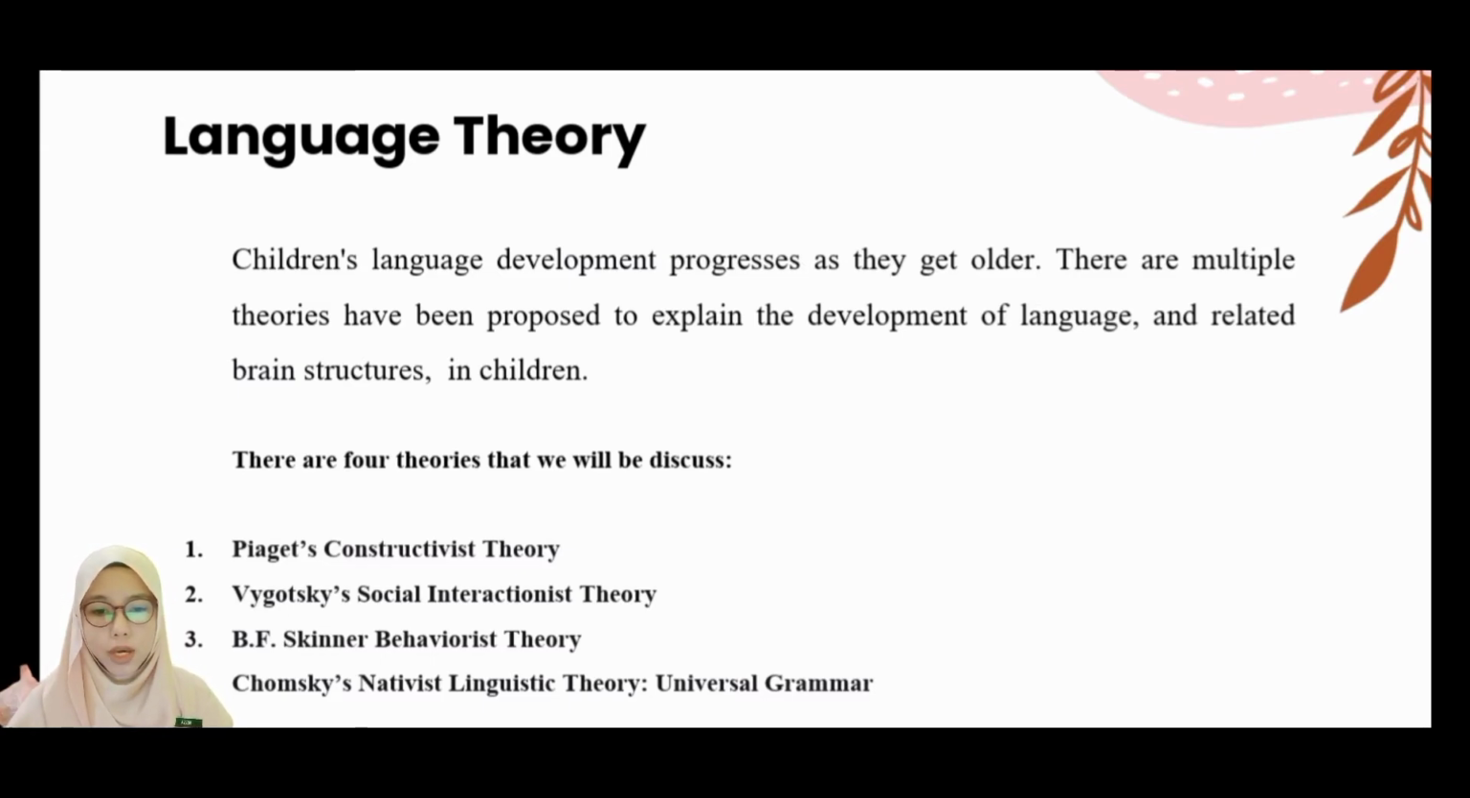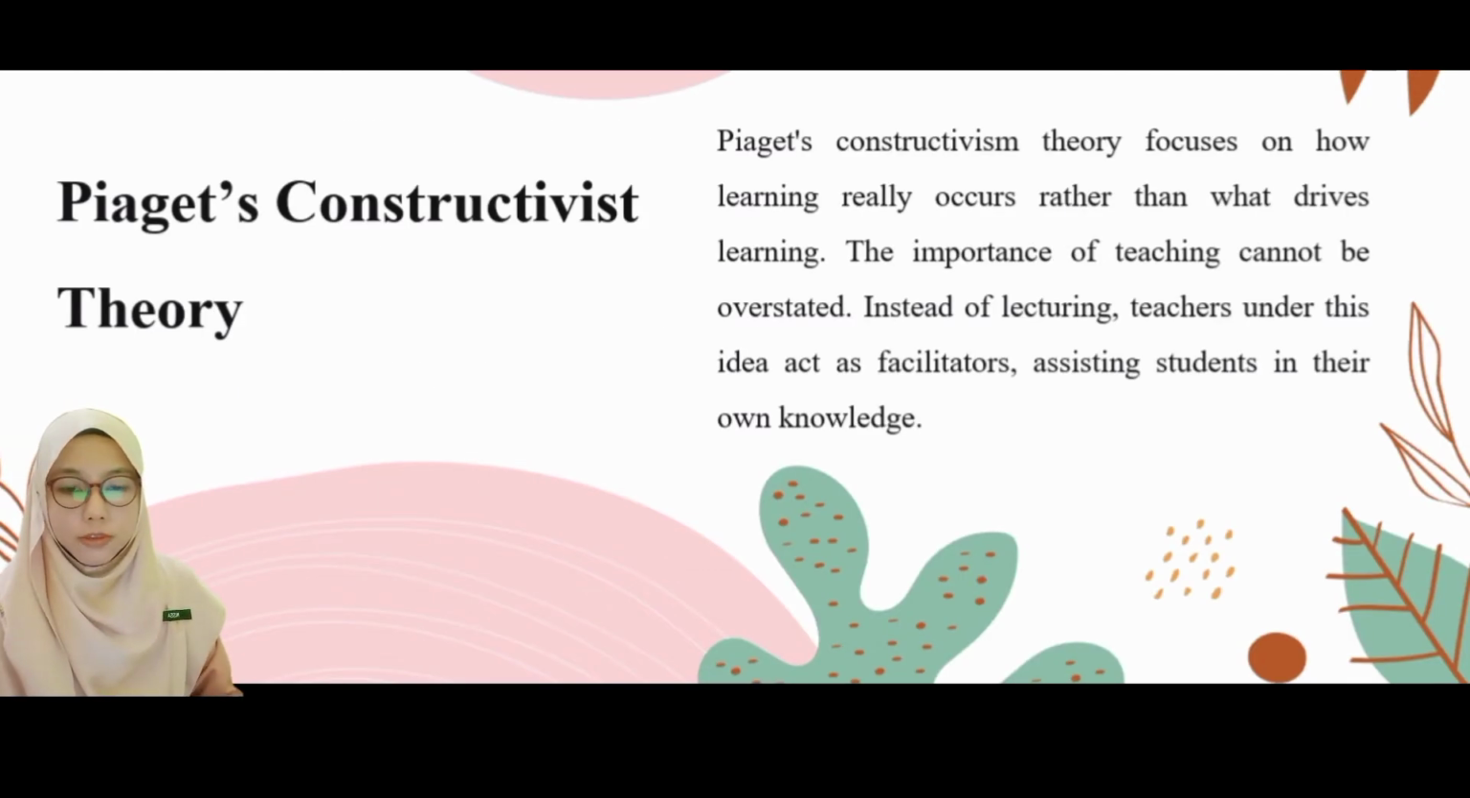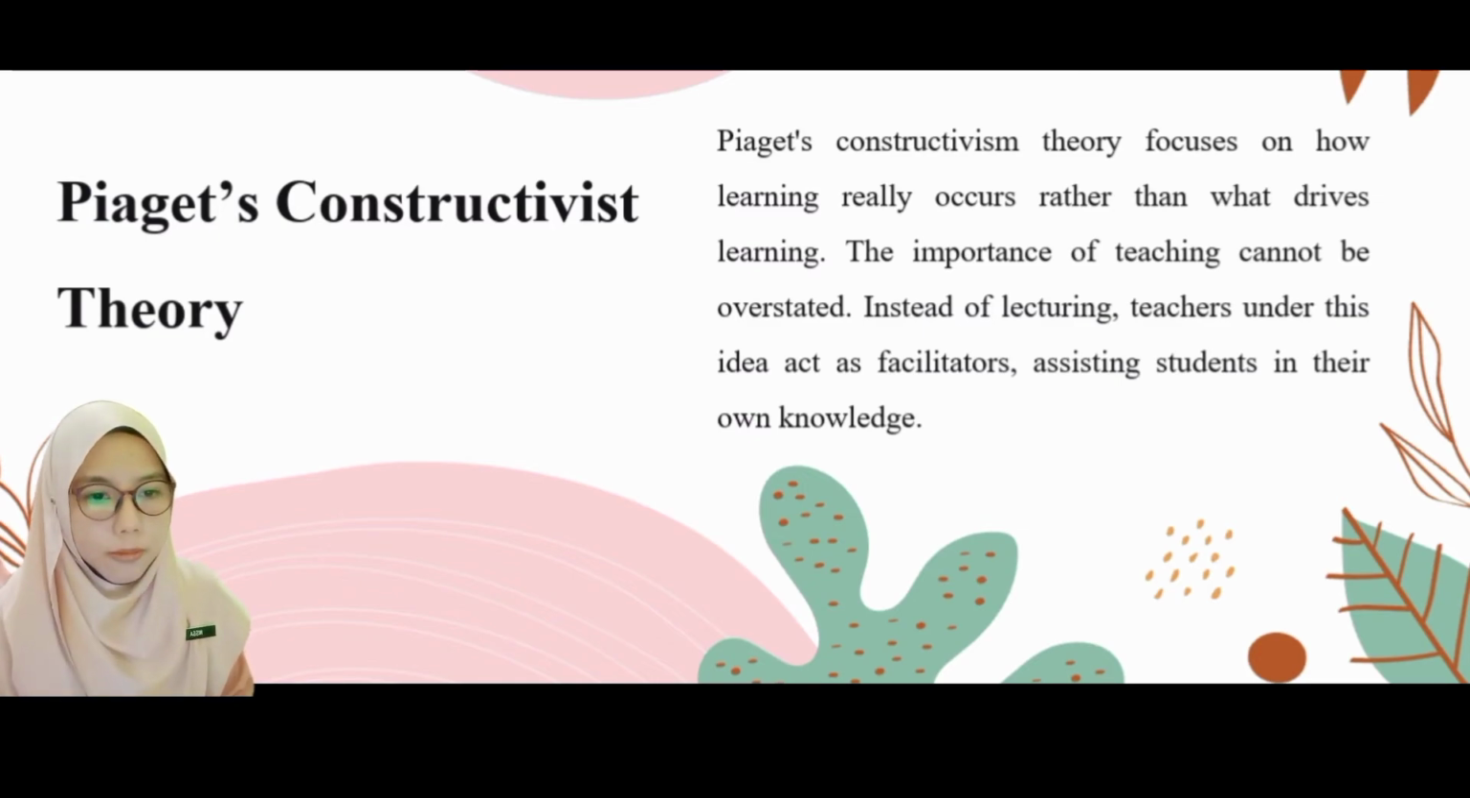The first one is Piaget constructive theory. The second one is Piaget-Sky social interactive theory. The third one is B.F. Skinny behavioral theory. The last one is Chomsky native literacy theory, universal grammar. Okay, the first theory is Piaget constructive theory.